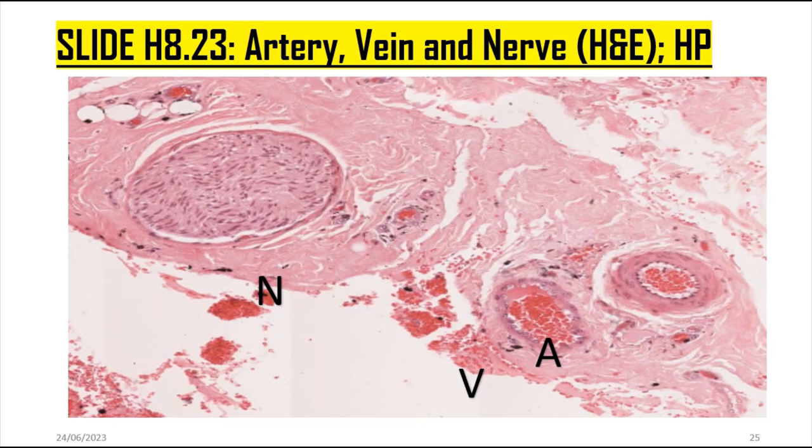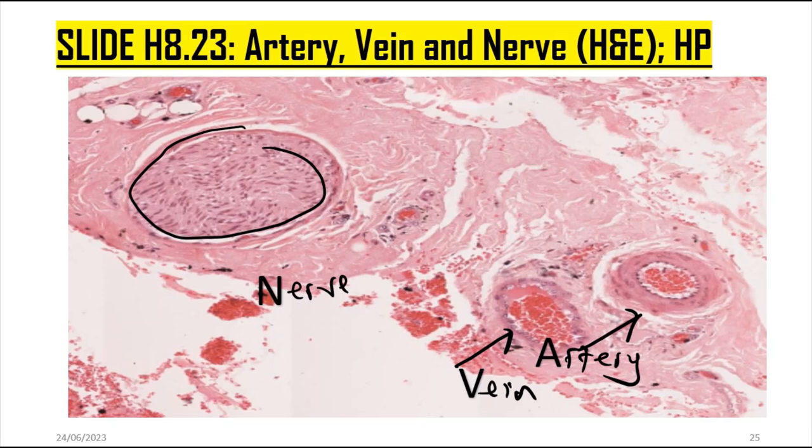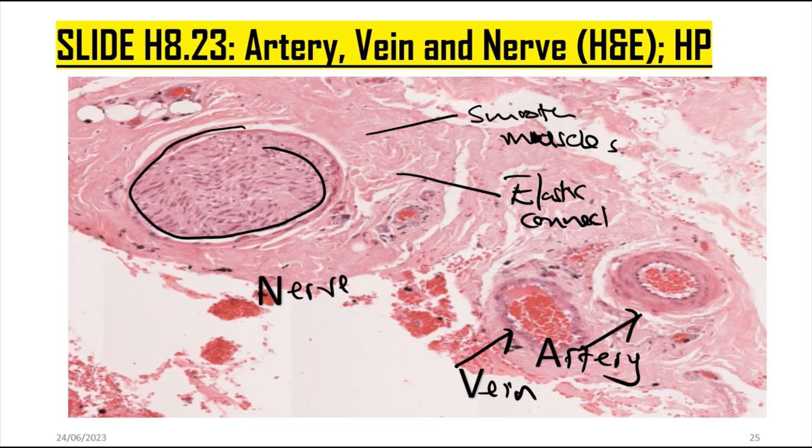This is simply showing us the same. So this here is the nerve. Okay, and then this here is the vein. Okay, this here is the artery. All right. Then you have smooth muscles here. And between smooth muscle, you've got elastic connective tissue. Very, very basic. So that's how you identify them.